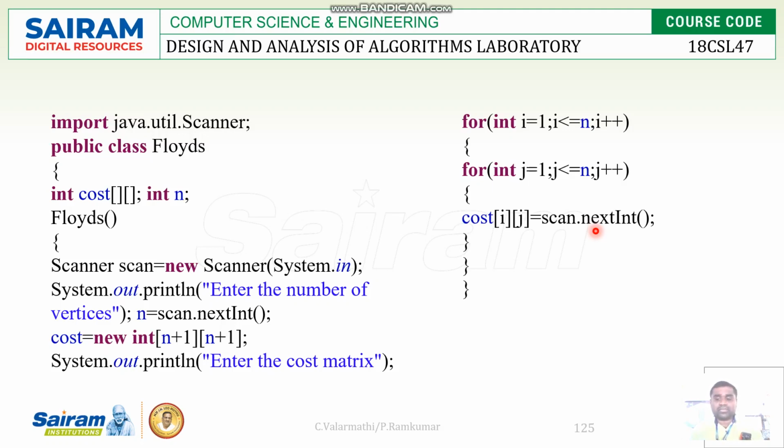system.out.println, enter the number of vertices. So for example, I can give the number of vertices as 3, so that value will be assigned to n. Next, I have to get the cost matrix. For getting the cost matrix, it will be two-dimensional. So I have to use two different for loops. One is for row, another one is for column.